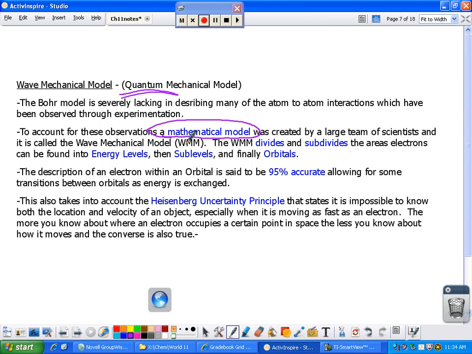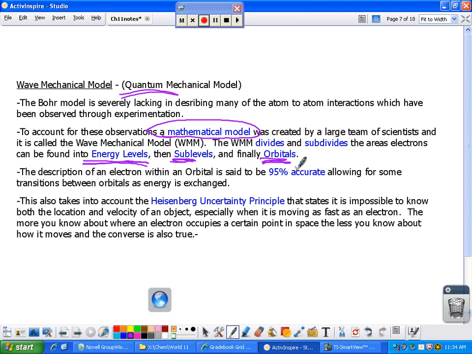But there are two big differences between these two models. One was that the Bohr model just had electrons on energy levels, and they were represented by circles of electrons. The other was that it was 2D. This is going to be 3D. But in order to get to 3D, we're going to take these energy levels and break them up into smaller and smaller locations, into sublevels, and then even further down into orbitals.